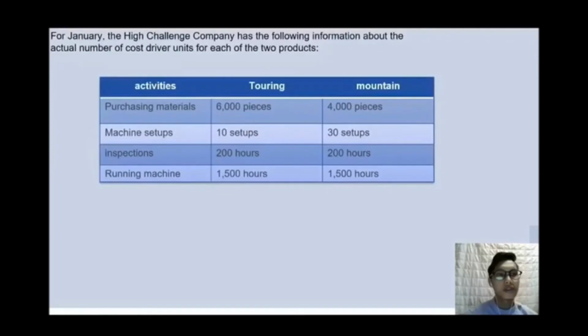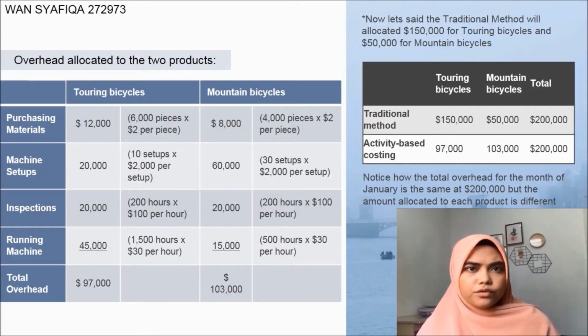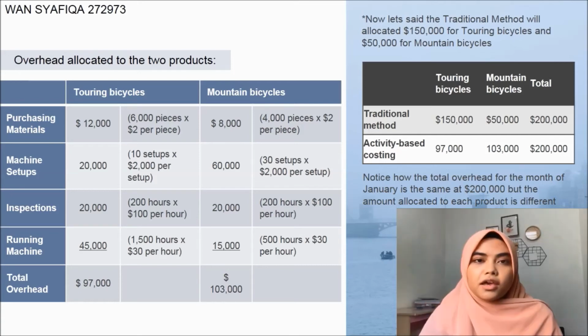This is the actual number of cost driver units for each of the two products, which are touring and mountain. This actual number of cost driver units is used in another part to calculate applied overhead cost. So right now, how are we going to find the total overhead for both products? To find the total overhead, we need to multiply the actual activity events for each product times the predetermined rates computed earlier. As we know, there were 4 activities used to determine the total overhead for both products.